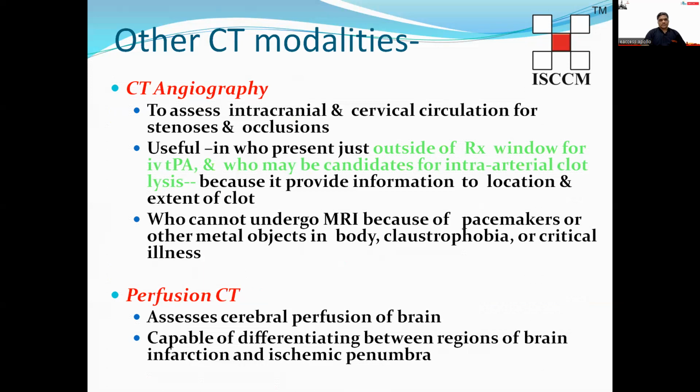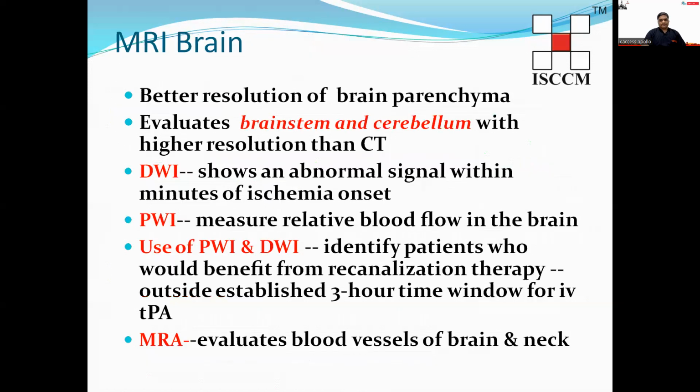You can directly go for CT angiography to assess both intracranial and cervical circulations for stenosis and occlusions. It is usually used in patients who present just outside of the treatment window for IV tPA, who may be candidates for intra-arterial clot lysis because it provides information on the location and extent of the clot, and in those who cannot undergo MRI because of pacemakers or other metal objects in the body, claustrophobia, or critical illness. Perfusion CT assesses cerebral perfusion of the brain and is capable of differentiating between regions of brain infarction and ischemic penumbra.